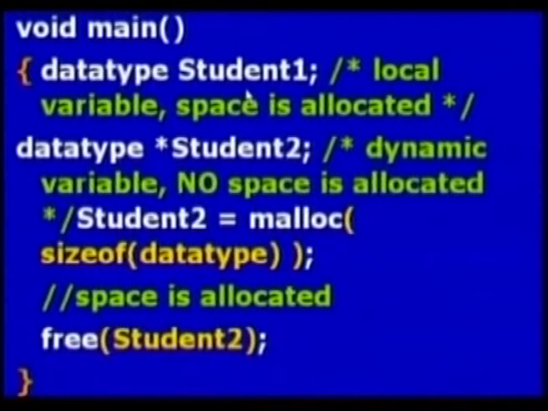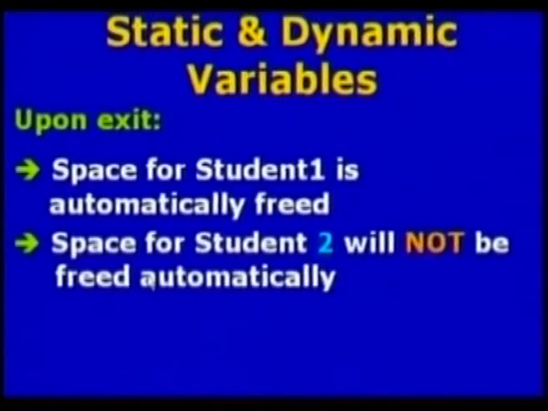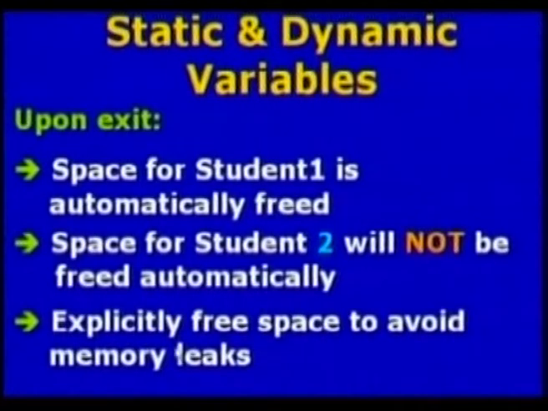So student 1, I didn't have to free the space because it's done automatically for me, whereas in here, I have to do it explicitly. Upon exit, space for student 1 is automatically freed, whereas for student 2, it will not be freed, and you have to do it explicitly. Explicit free space is necessary to avoid memory leaks, and this is very important. Anytime you dynamically allocate space, remember to free it before you exit.